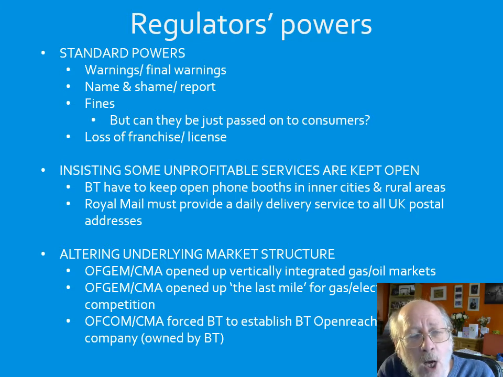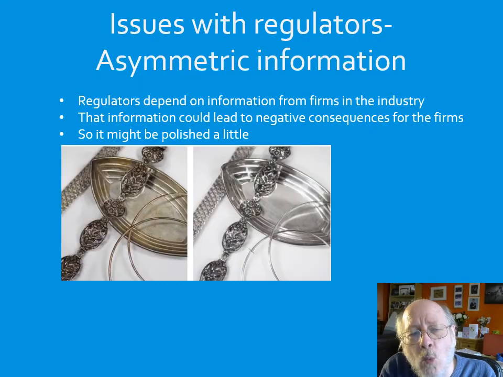With telecoms, most of the infrastructure is owned by BT, who also provide services to the final consumer. So what Ofcom with the CMA did was they forced BT to establish BT Openreach, which deals with the infrastructure, as a separate company, and there's a barrier between BT Openreach and the company that you might get your bill from. So though they're both owned by BT, there's a barrier to stop BT Openreach giving their mates within BT an advantage. One of the biggest issues for regulators is they get an awful lot of their information from firms in the industry that they are regulating.